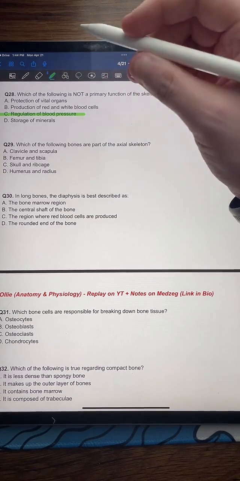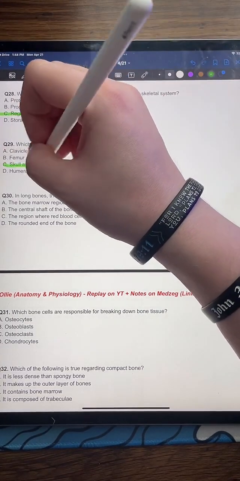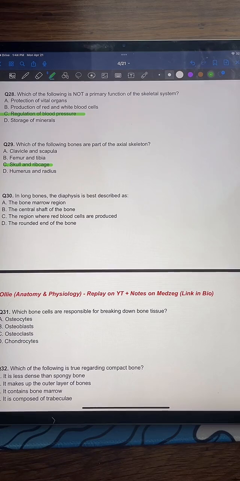Number 29, which of the following bones are part of the axial skeleton? The answer is C, the skull and the rib cage. The axial skeleton includes bones that form the central axis, meaning axial. It's going to be our skull, our ribs, our vertebral column. Then we have the appendicular skeleton, which is more so our limbs and girdles. So we have the clavicle and scapula, part of our limbs and girdle. Femur, tibia, part of our lower limb. Humerus and radius, part of our upper limbs.